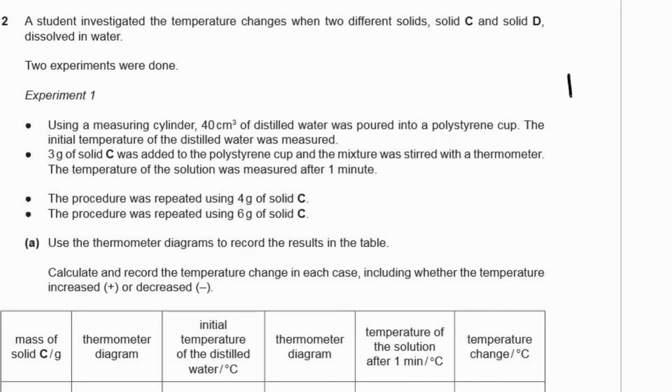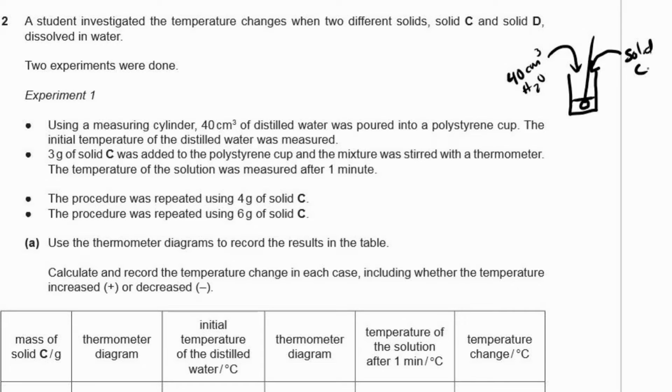So we had a polystyrene cup and we took 40 centimeters cubed of distilled water and that went into the cup. Okay, 40 centimeters cubed. We have a thermometer in it, so obviously they measured the beginning temperature. 3 grams of solid C was added to the polystyrene cup, and the mixture was stirred with the thermometer. So we have into the cup, we have solid C. To start off with, it was 3 grams.